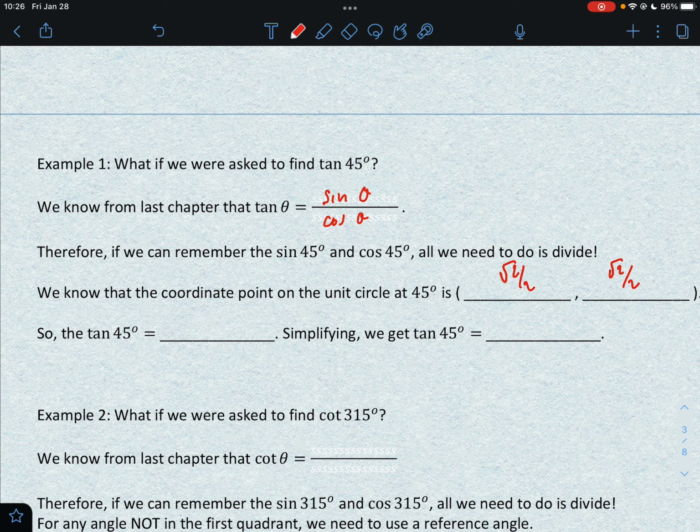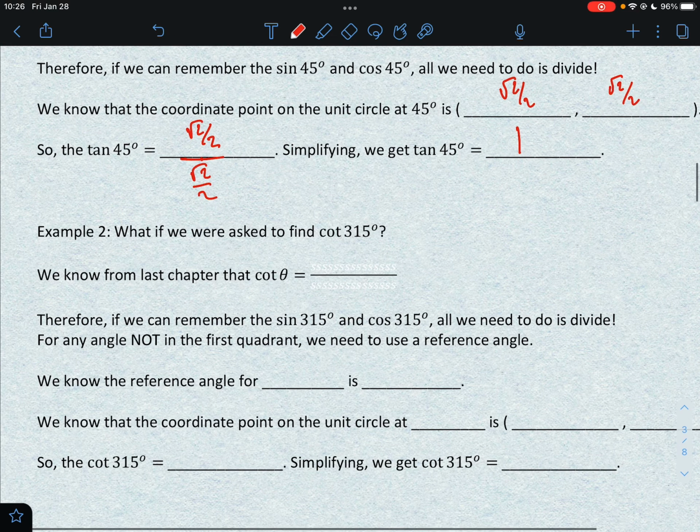So then tangent 45 would be sine over cosine. So root 2 over 2 divided by root 2 over 2, anything divided by itself, we get 1. So tangent 45 is 1.